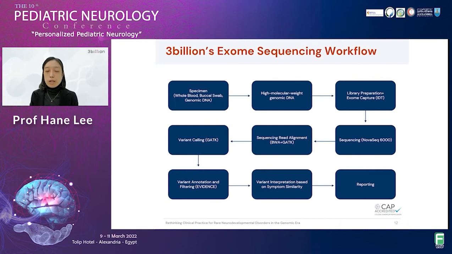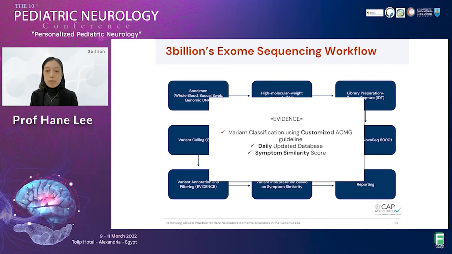Once the sequencing is complete, the reads are aligned to the human reference genome and variants are called. We adopted GATK best practices for the variant calling pipeline. The variants are then annotated, classified, and filtered using our internal system called Evidence. We follow the ACMG guideline for variant classification, but we further customize it to make it more robust.